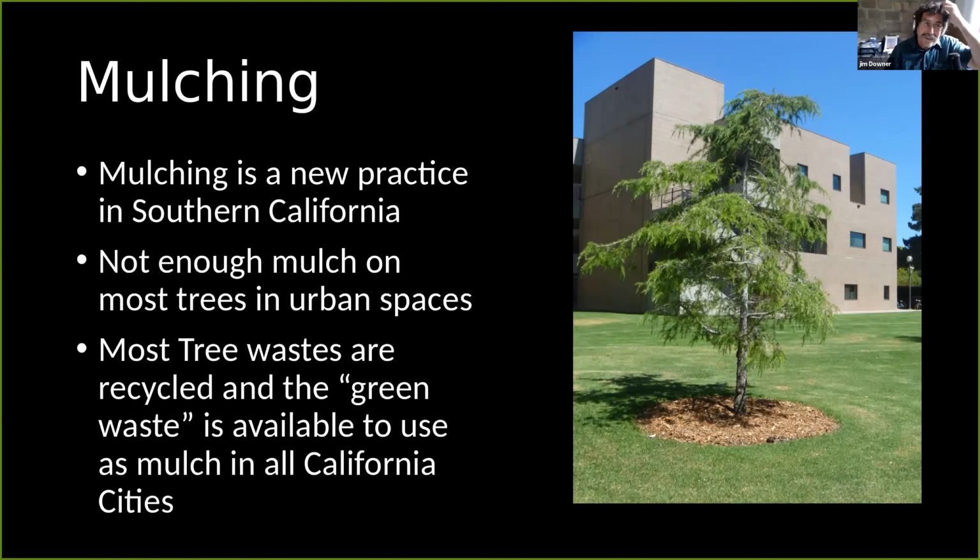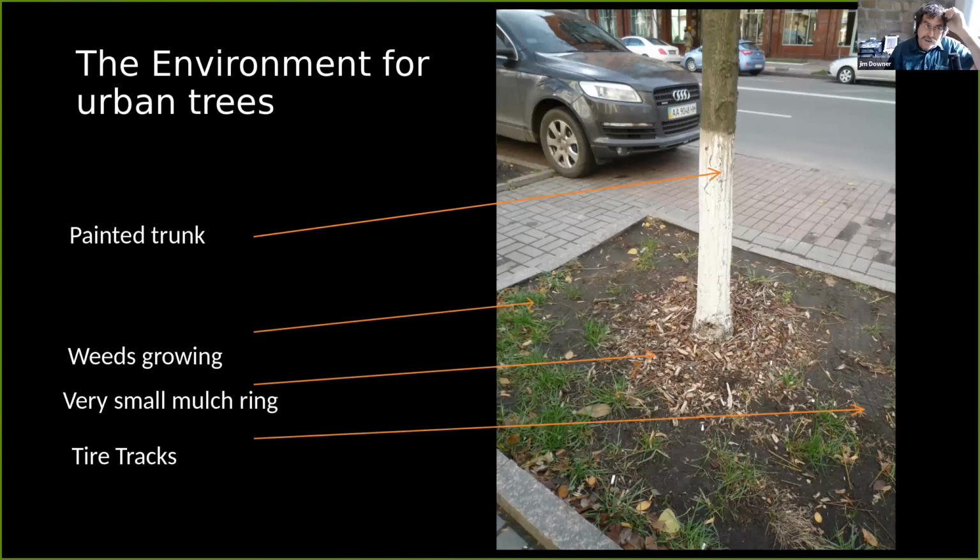So the urban environment for trees is challenging. And this is again from Europe, from Kiev in Ukraine. We see weeds growing. We see the tire print, which means the soil is being compacted. We see this token mulch, which somebody thought, oh, trees need mulch, so they put some down. Well, I guess some is better than none, but that's not an effective amount of mulch to support a tree. It needs to be much more than that.